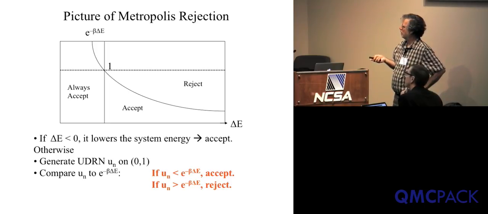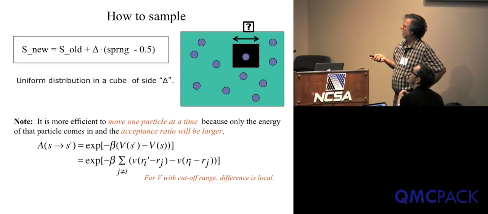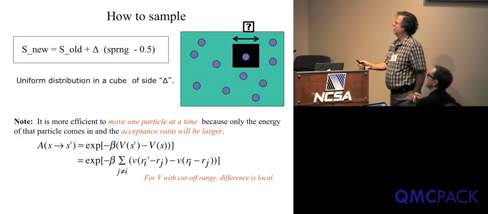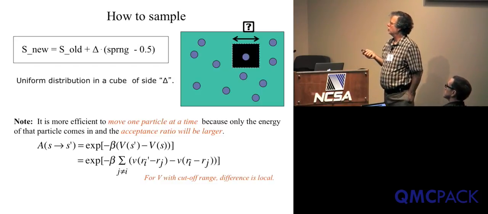This is the acceptance probability. And here is an example, I'm illustrating that with some particles. So we have about 10 particles in a box. We pick up one particle. I'm sorry, I didn't fix this slide. This is supposed to be a delta here.